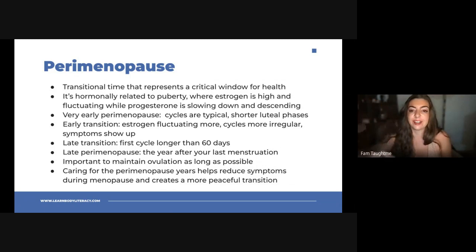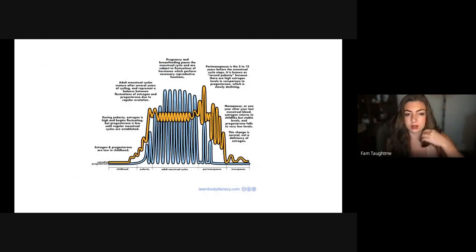Sorry about that. All right, if everyone can see this screen again. Basically, the idea here is that caring for perimenopause helps reduce the symptoms of menopause, and it creates a much more peaceful transition into menopause. So you can see here that the estrogen levels are high and fluctuating, that's the orange, and the progesterone levels, that's the blue, are starting to descend in the perimenopausal phase of life.